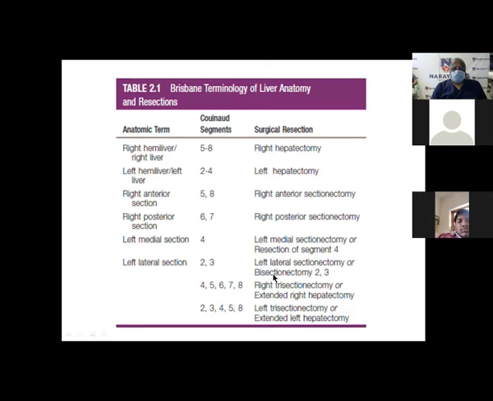Left lateral, segments 2 and 3, left lateral sectionectomy or bisegmentectomy. Segments 4, 5, 6, 7, 8, including segment 4 of the left lobe, is called extended right hepatectomy. If you add segments 5 and 8 of the right lobe along with the left lobe, it is called left trisectionectomy or extended left hepatectomy.